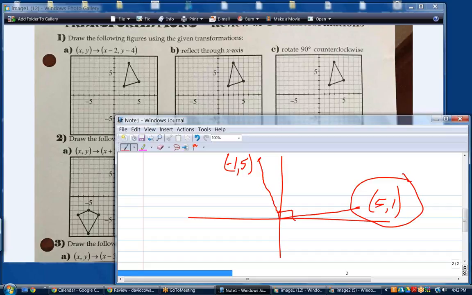Now, that rule might not always work. It depends on where the original point is. In other words, let's take this point here and rotate it 90 degrees more counterclockwise. What's the coordinates on this point?